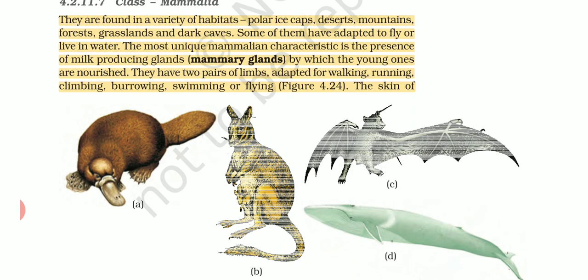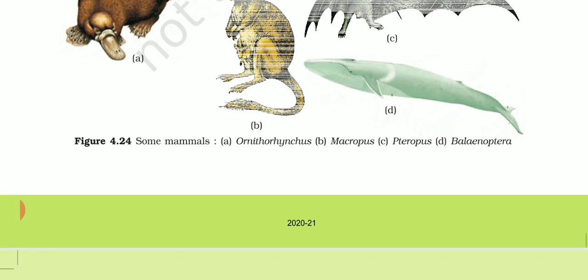Then they have two pairs of limbs which are used for walking, running, climbing, burrowing, swimming or flying. So it depends upon the type of adaptations the animal has. They are using it for different purposes. Like we use our hind limbs, that means two legs, for walking, running, climbing, etc. For swimming, we use our forelimbs as well as hind limbs. For catching, holding. So these kinds of limbs can be used for different purposes.